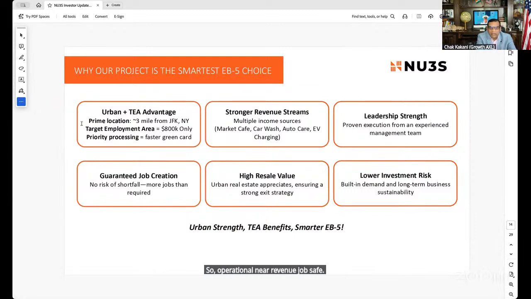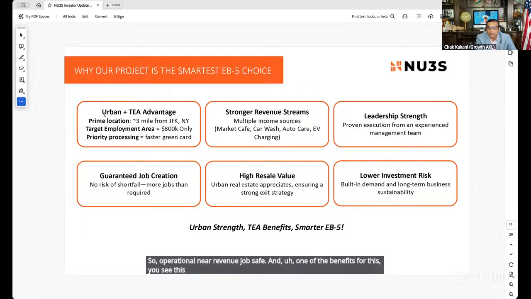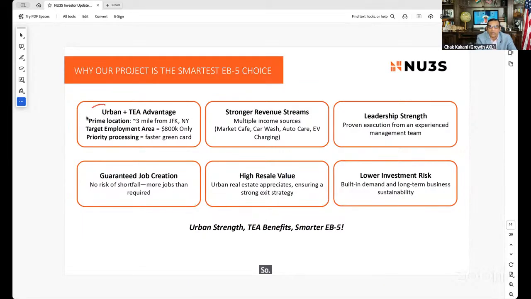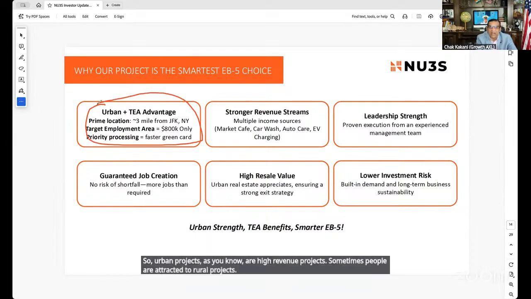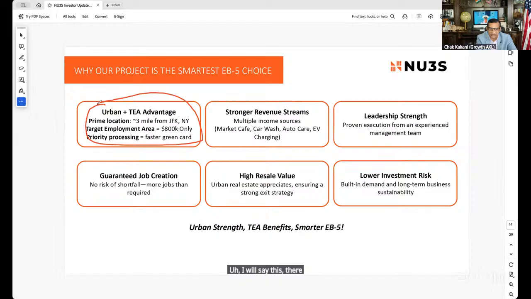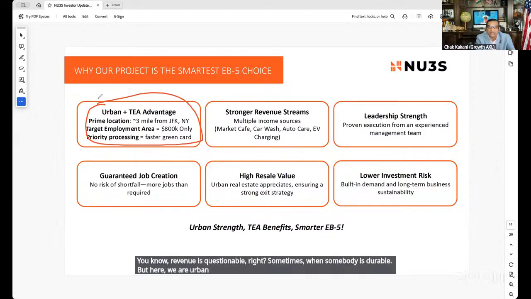And one of the benefits for this, you see this on the slide, is urban strength. So urban projects, as you know, are high revenue projects. Sometimes people are attracted to rural projects. I will say this, there are some good rural projects, okay? Not all, few of them, but really rural projects suffer and they're given priority because revenue is questionable, right? Sometimes when somebody is rural. But here we are urban, we are TEA, so you get the benefits of rural.